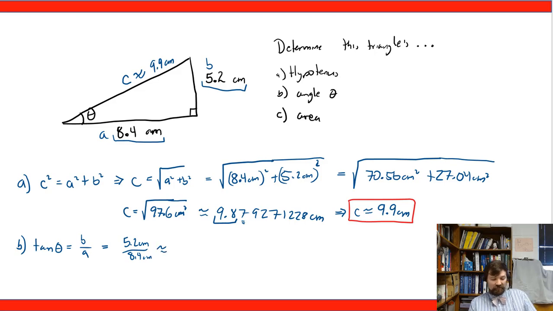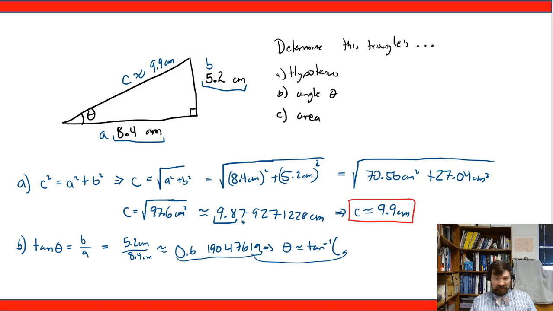And if I plug those two things in, so 5.2 divided by 8.4, I actually get 0.619047619. So then I need to do the arctangent. So theta is approximately the arctangent, so tan -1 of, well, this whole number. I'm not going to rewrite it here.